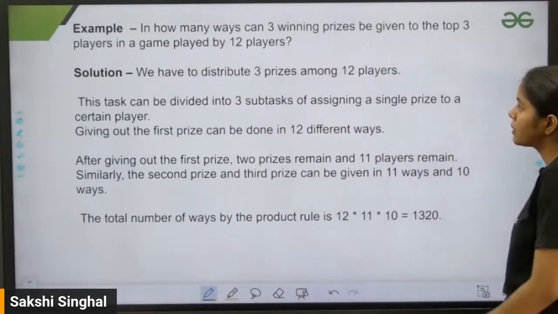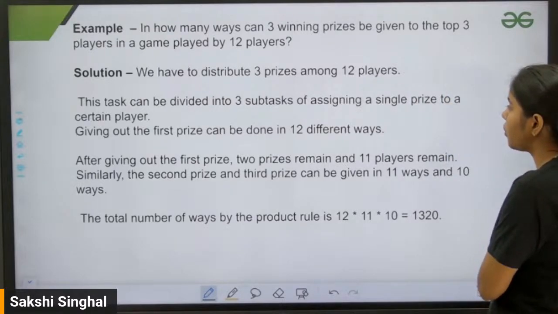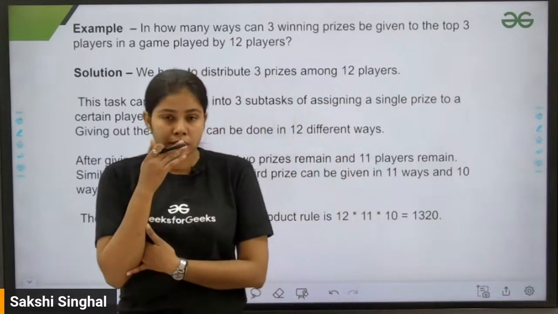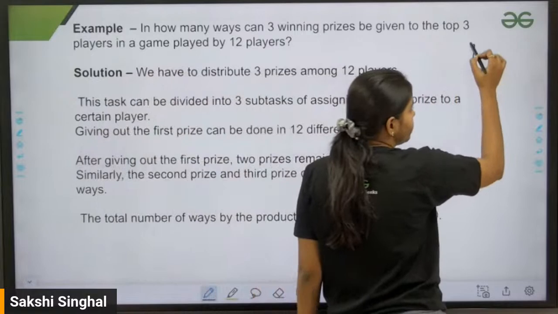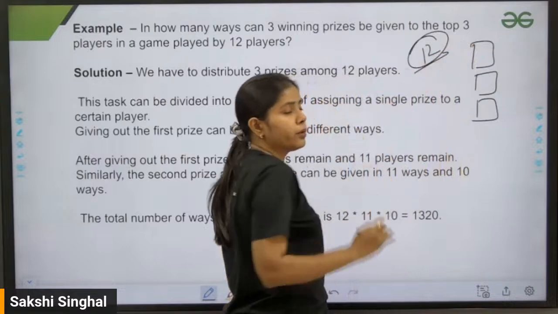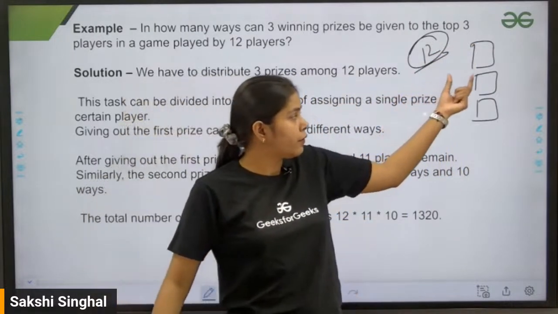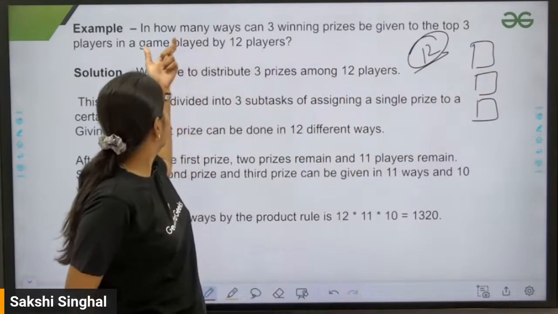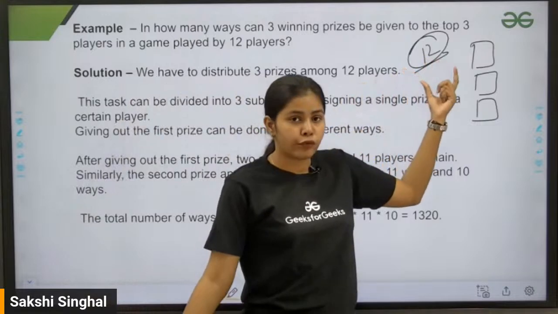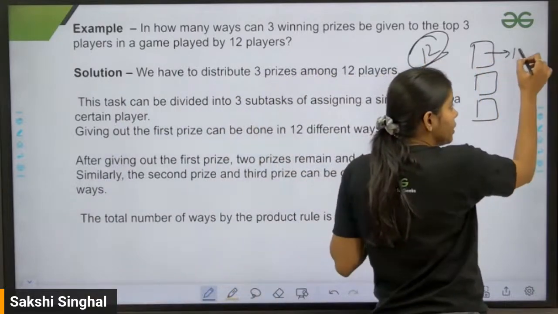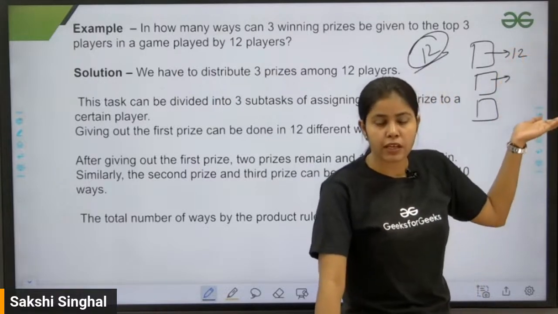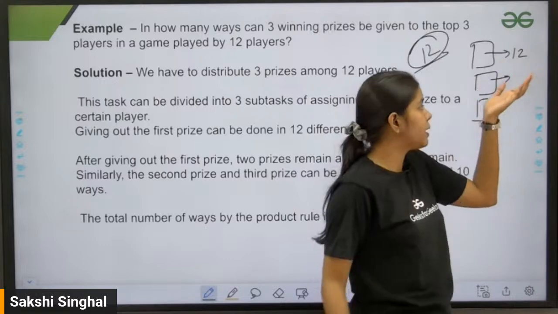In how many ways can three winning prizes be given to the top three players in a game played by 12 players? So again, because you have three positions, and you have 12 players, how many ways can the three prizes be given to these players? So for the first prize we have 12 options. For the second prize, if I divide it into subtasks, first I have to give the first prize, then the second prize, then the third prize. For the first prize I have 12 options.